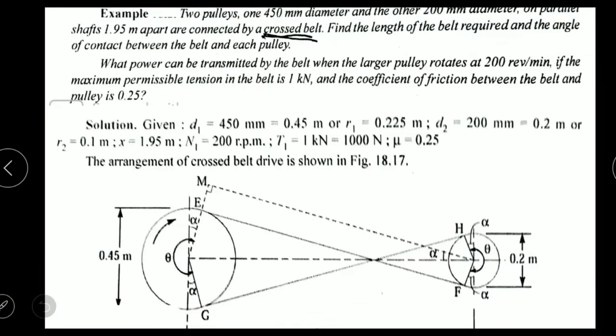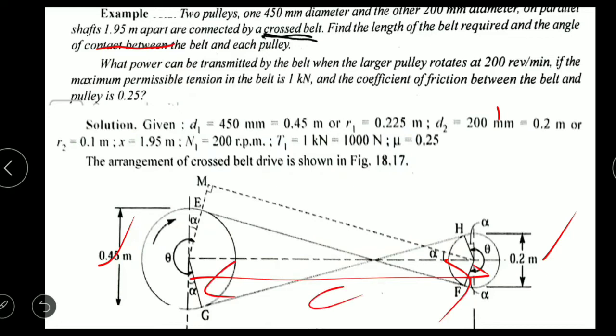Pulleys, one 450 mm diameter and the other 200 mm. Of course we can get bigger and smaller. This is bigger, this is smaller. A 200 mm diameter pulley on a parallel shaft, 1.95 meter distance apart. Of course this will be the center distance, the C value, connected by a cross belt drive.